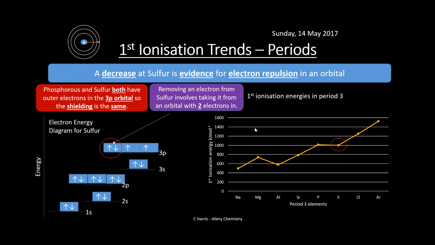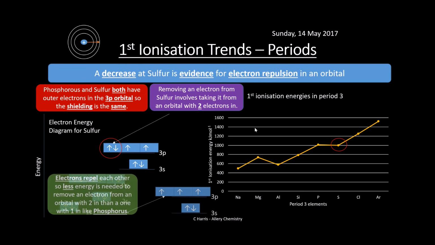But removing an electron from sulfur involves taking it from an orbital with 2 electrons in. And remember, they've got this electron repulsion. They don't want to be near each other, so they're not going to put up much of a resistance when you try and remove this electron from something where it's already paired. So if we look at the electron configuration for phosphorus, phosphorus doesn't have that paired electron, so there's no electron repulsion to make it easier to remove that electron, whereas sulfur does. You've got this pairing of electrons, which makes it easier to remove because of electron repulsion.